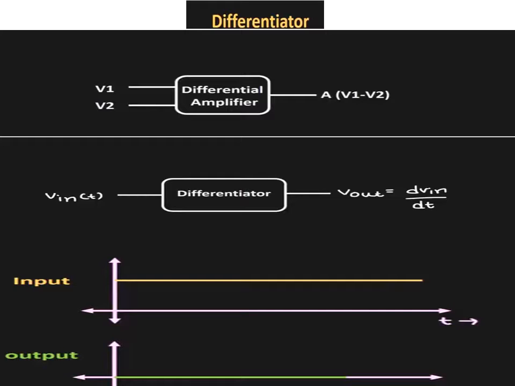But in the next figure, observe what I have given for the differentiator. I am passing just one input, and I will get the output as the derivative of the input. So V out is given as dVin divided by dt. This is a simple example. If I give a DC input to the differentiator, I will get the output as exactly 0, because the derivative of a constant is 0.